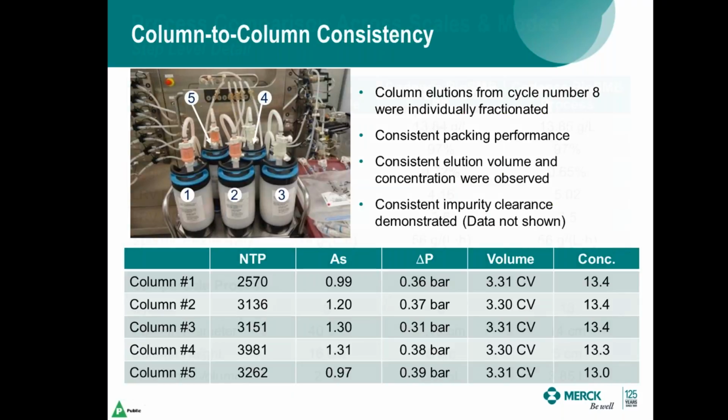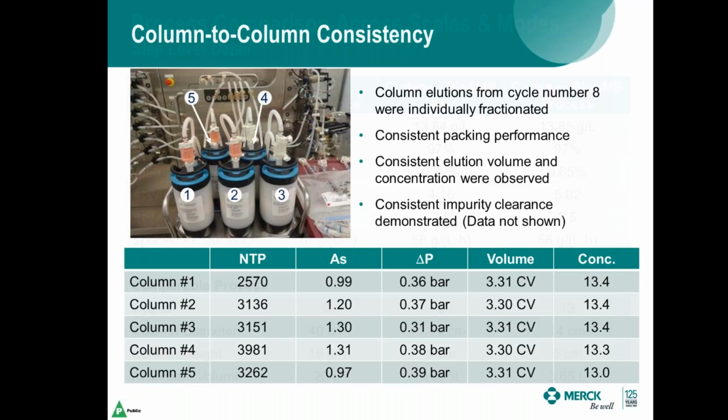And a little bit on the column-to-column performance. So on one of these cycles, the column effluents were fractionated and tested. So this table shows the columns as tested prior to running, so the number of theoretical plates shown in the leftmost column, as well as the asymmetry and the delta pressure in that column.